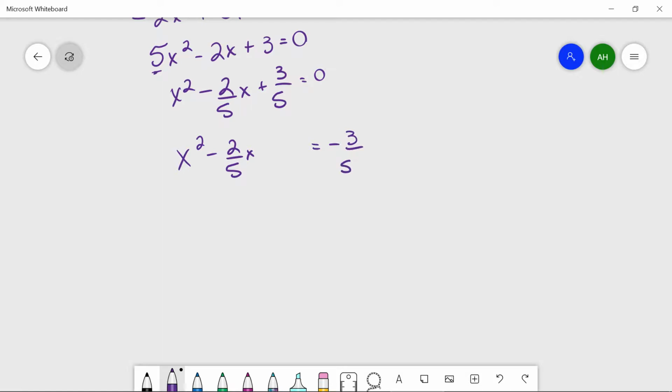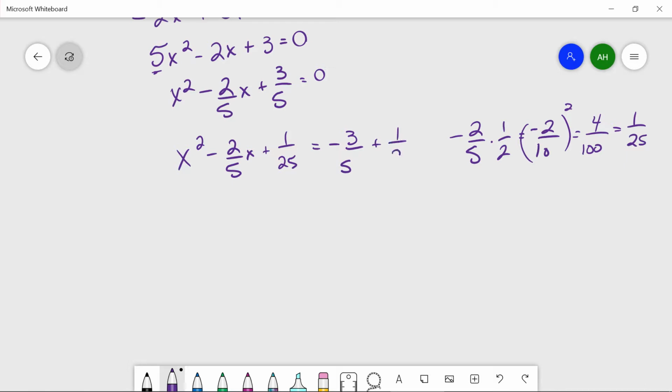All right, I'm going to take that negative 2/5, multiply it by 1/2. It's going to give me 2/10, right? When I square that, I'm going to get the 4 here and the 100 here. Okay, and I can reduce that down to 1/25, right? So this is what I'm going to add to both sides. I'm going to add in here this 1/25, and over here I'm going to add in 1/25.